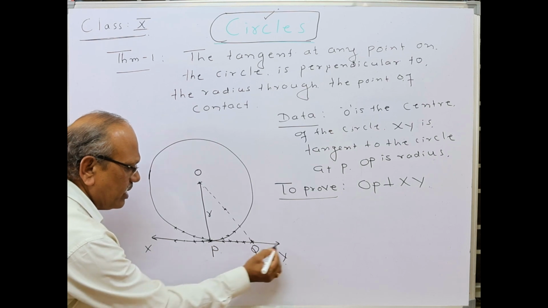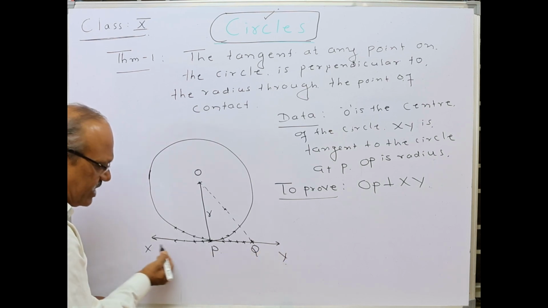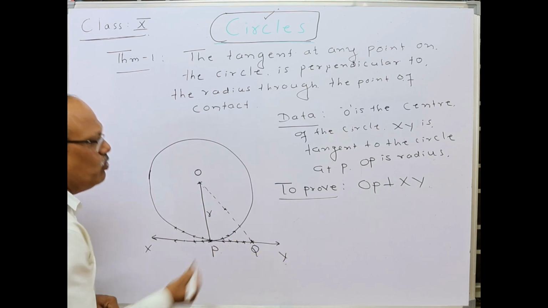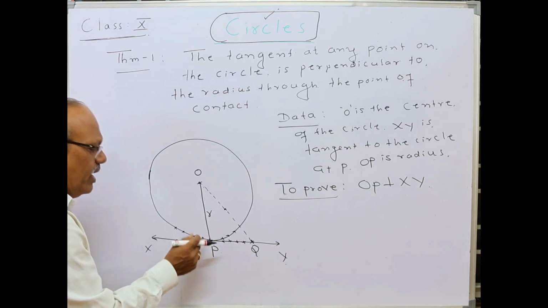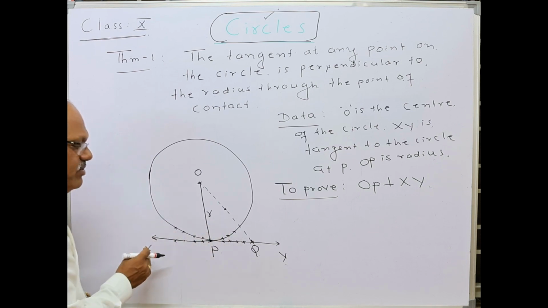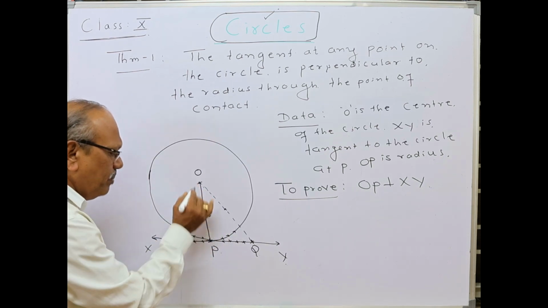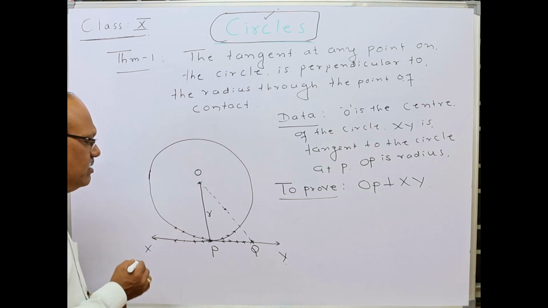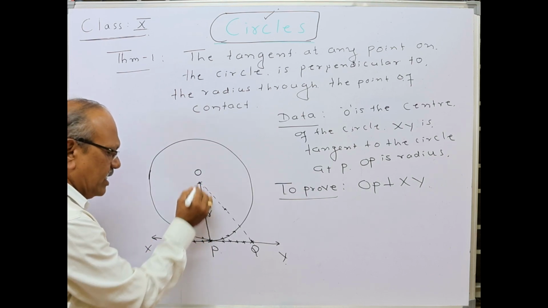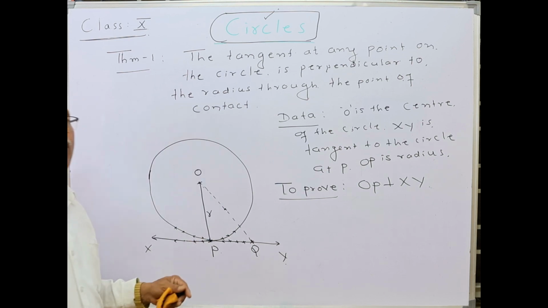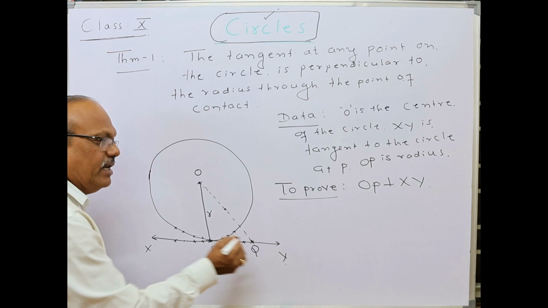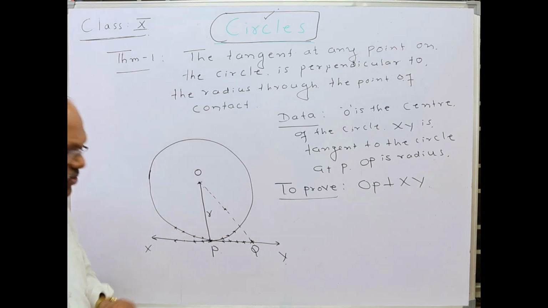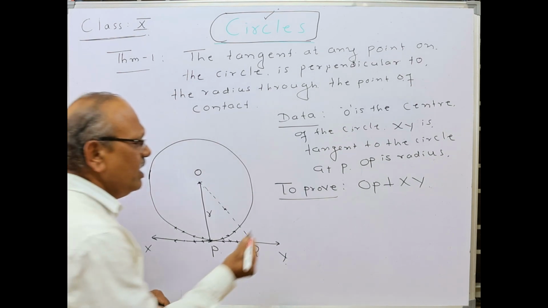Whether you take Q on the right side of this tangent or on the left side, OQ will always be greater than OP. You can conclude that OP is the shortest distance from the center to the tangent. In day-to-day life, what do you mean by shortest distance? Remember, the shortest distance from any point to any line is always a perpendicular. Therefore, you can conclude that OP is perpendicular to XY, logically. It's a logical proof.